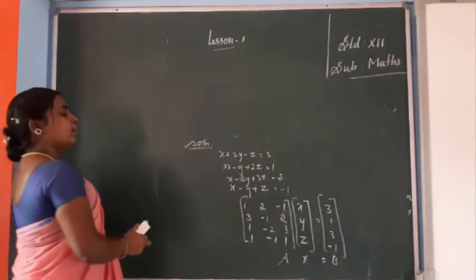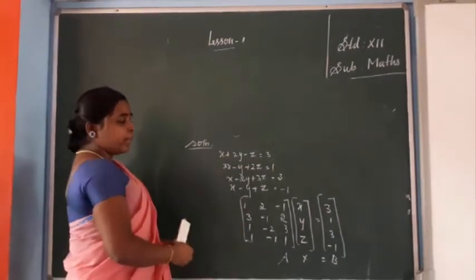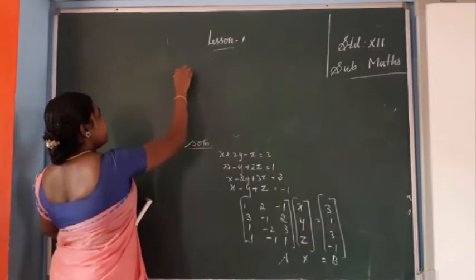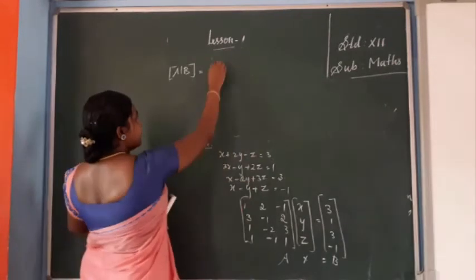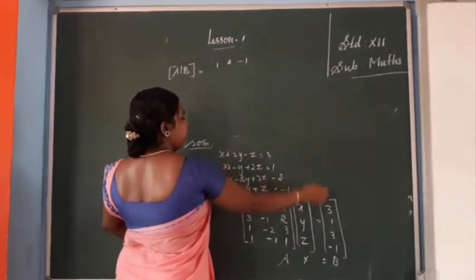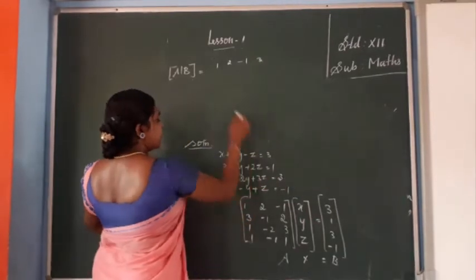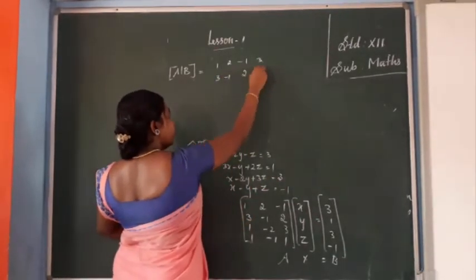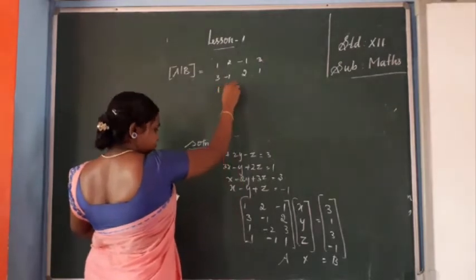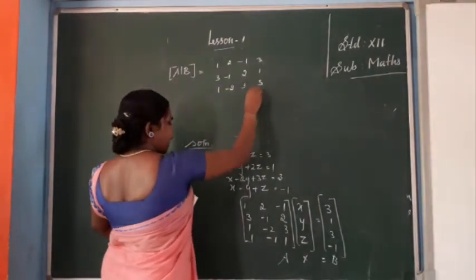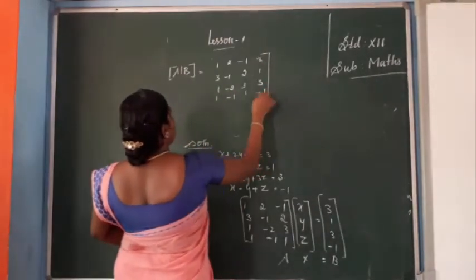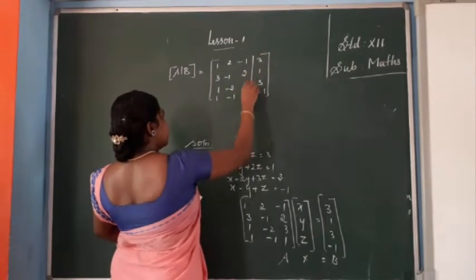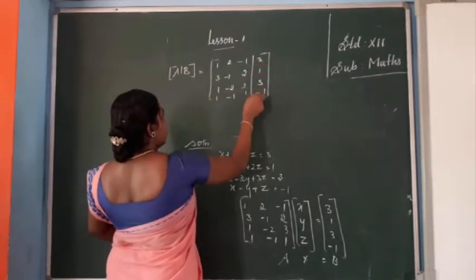After writing this, you want to use the Gaussian elimination method. First you form the augmented matrix A bar B. So what is A bar B here? A is 1, 2, minus 1, B is 3. Then 3, minus 1, 2, 1. Next, 1, minus 2, 3, 3. The last row is 1, minus 1, 1, minus 1. This is A bar B. The first 3 columns denote A, the last column denotes B.